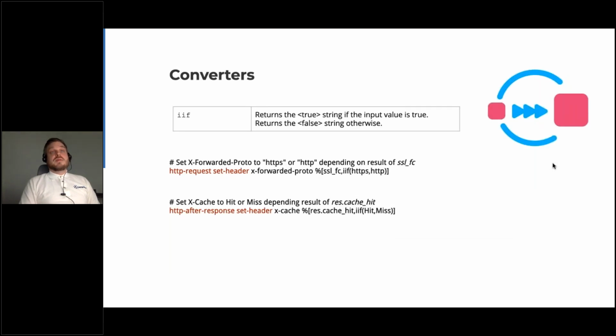And then a new converter was added. iif. It's going to take some getting used to pronouncing that one, which is an abbreviation for immediate if. It's similar to a ternary operator and allows you to use one string if the evaluation is true and another if the evaluation is false. This is helpful for passing HTTP or HTTPS in the X-Forwarded-Proto header, or using the new res.cachehit fetch to set an X-Cache header containing hit or miss.